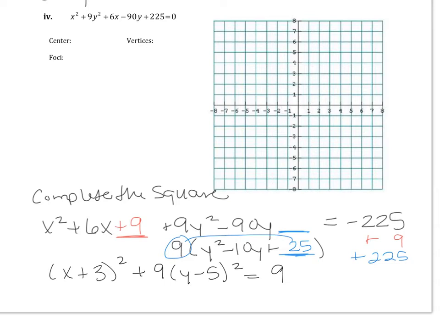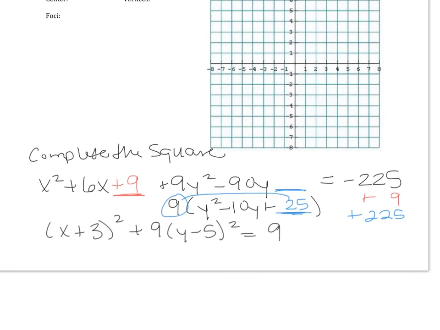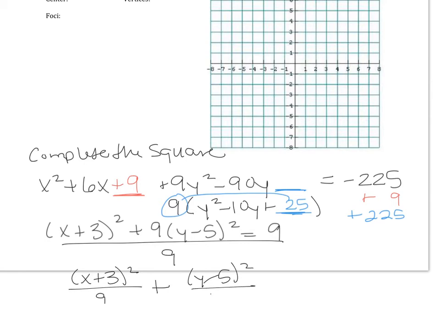Okay, still not a form that we can graph. We still need to rewrite it in a form that we can graph. So over here, we don't want it to be a 9, we want it to be a 1. Right, so we can divide this entire equation by 9. And we have our equation x plus 3 squared over 9 plus, the 9's are going to cancel here, so we have y minus 5 squared. And I'm just going to write it over 1 just to remind me that there is that value down there, equals 1.